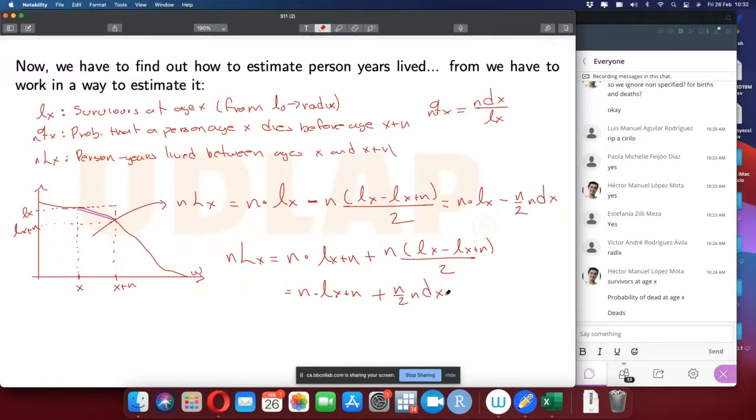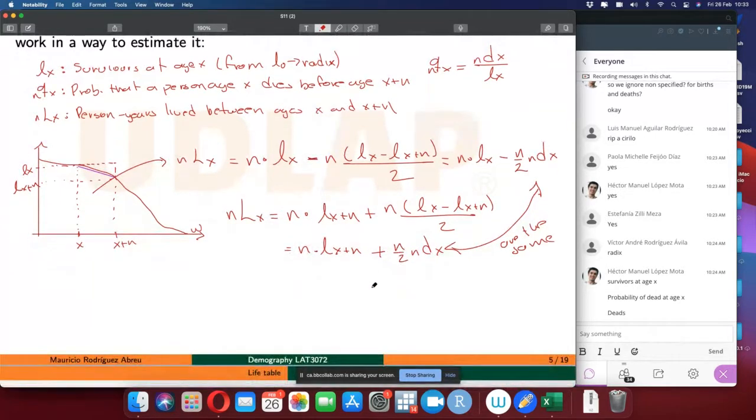It's up to you, and it's really easy to double check that these two expressions are the same. This and this are the same. It's really a three-step thing that you have to do. Okay, so now I have an expression for my person-years lived.